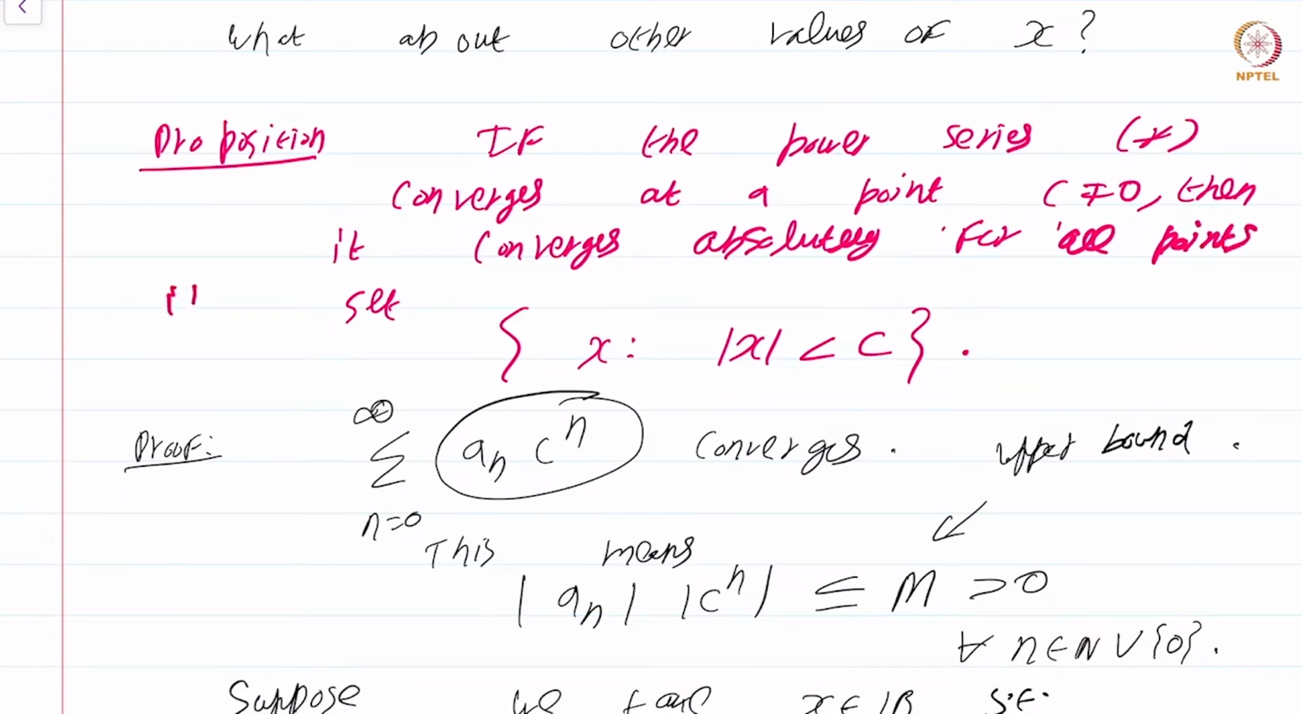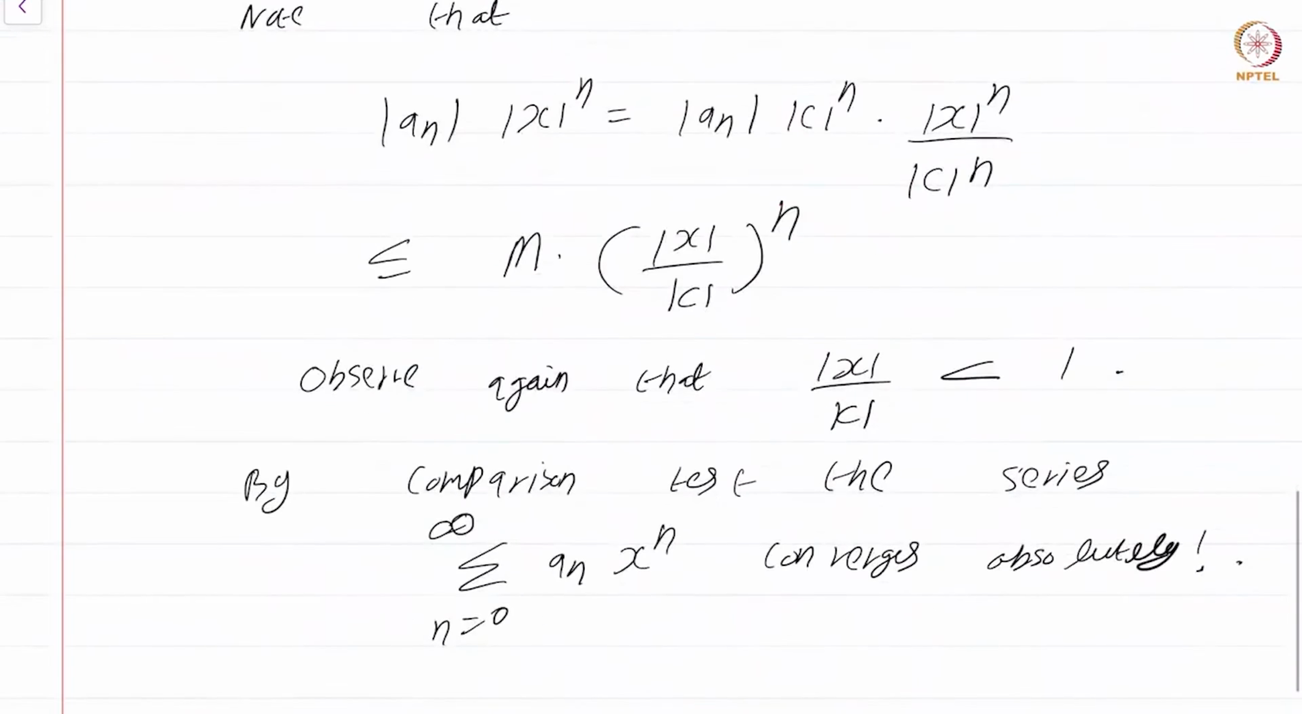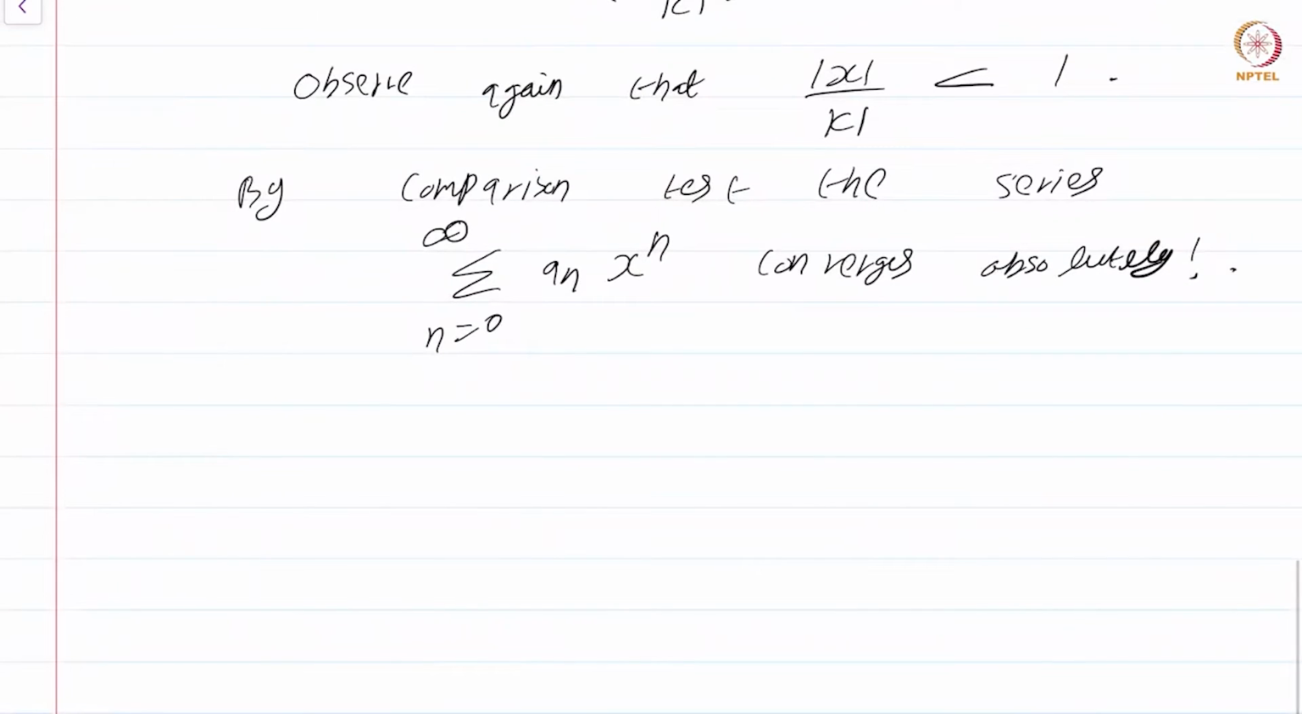In the set of x such that mod x is less than C. So what we have shown is if the power series converges at some non-zero point on the real line, then in fact it converges in the open interval minus C to C. Okay, so this prompts the following definition.